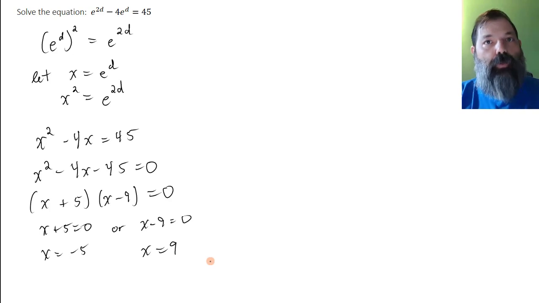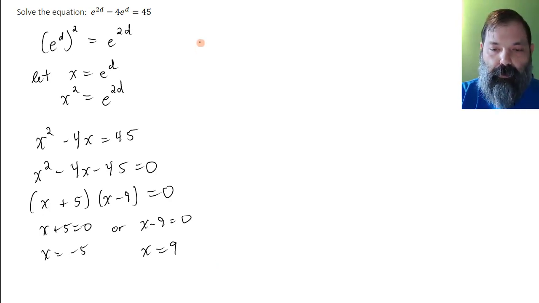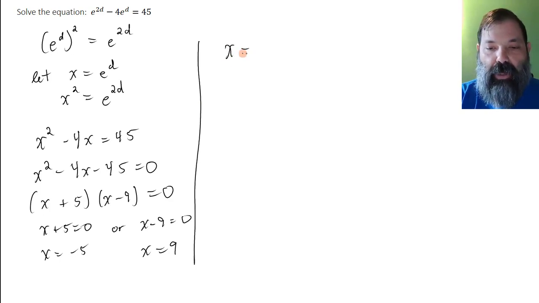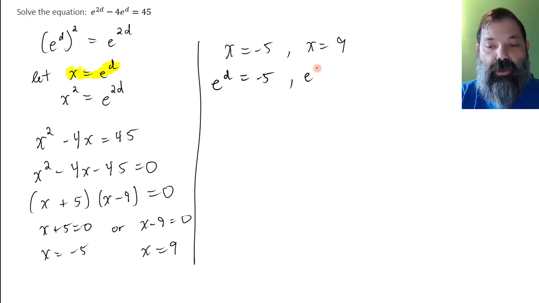But we have to be careful here. We aren't done, because our original equation was in terms of the variable d. We made a substitution to turn the equation into something in terms of x, but now we have to go back and solve for d. So x equals negative 5 or x equals 9. Okay, but remember that we said that x was e to the d. So then e to the d is negative 5 or e to the d is 9.